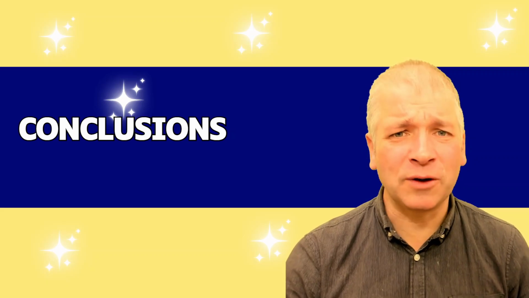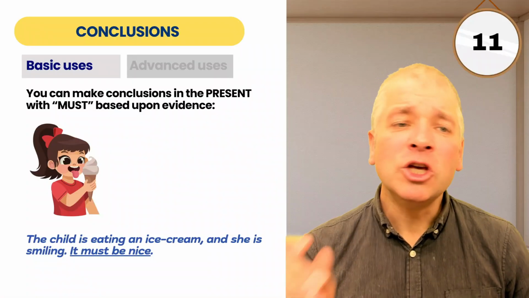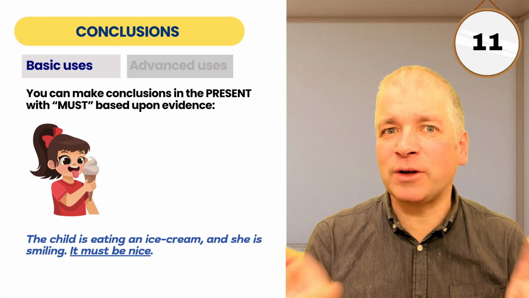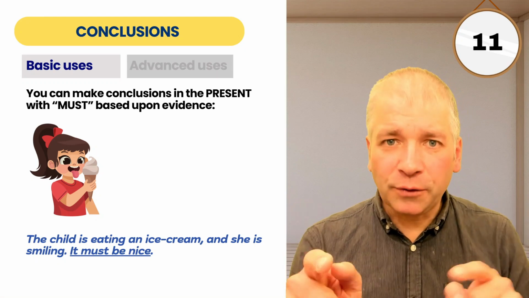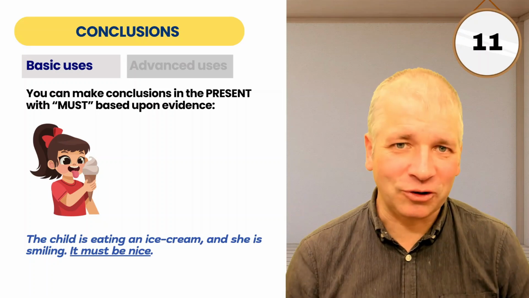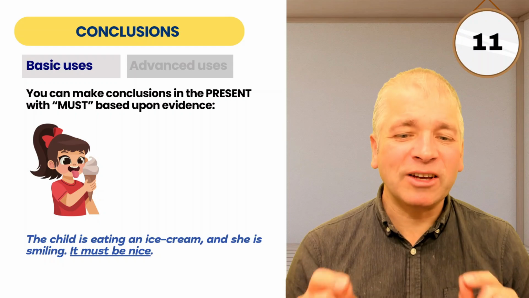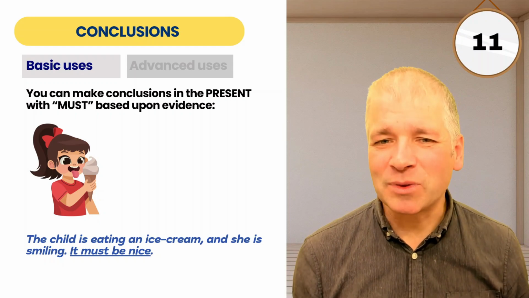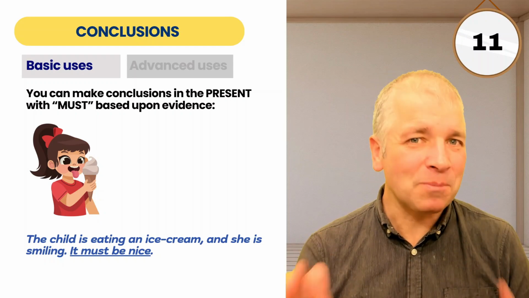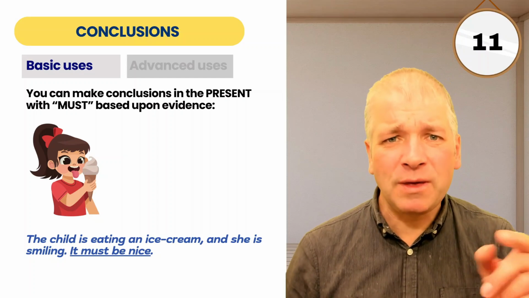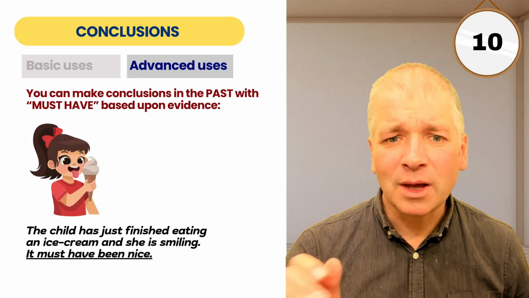Now, must for giving conclusions. You can make conclusions in the present with must based upon evidence like this. Look at the girl. What's your conclusion? Your first thought is probably the girl is eating an ice cream and she is smiling. The conclusion is "it must be nice." So "it must be nice" is the conclusion based on the evidence we had before.